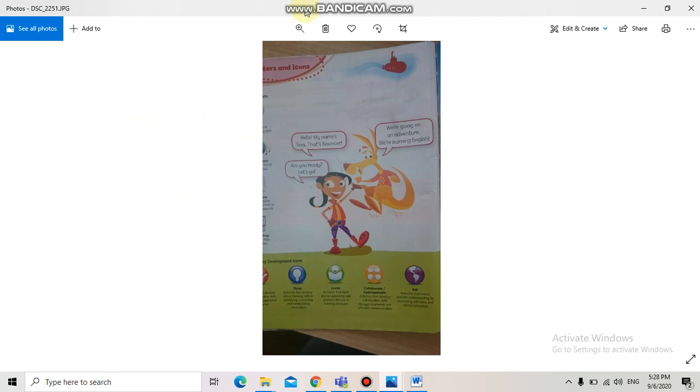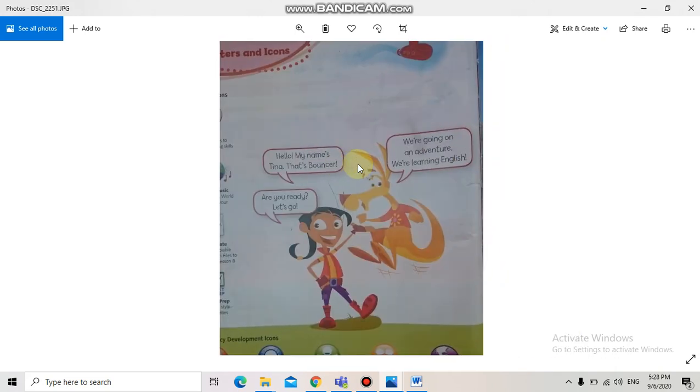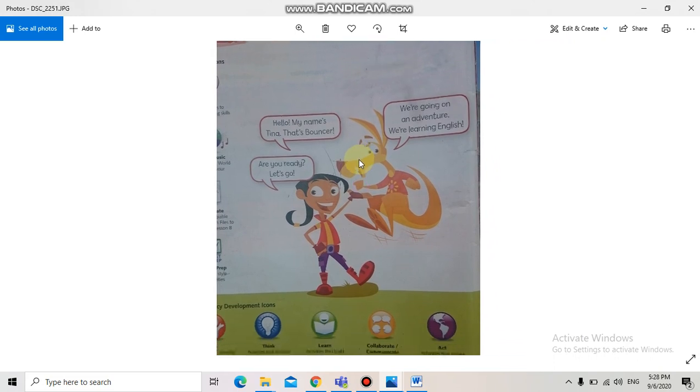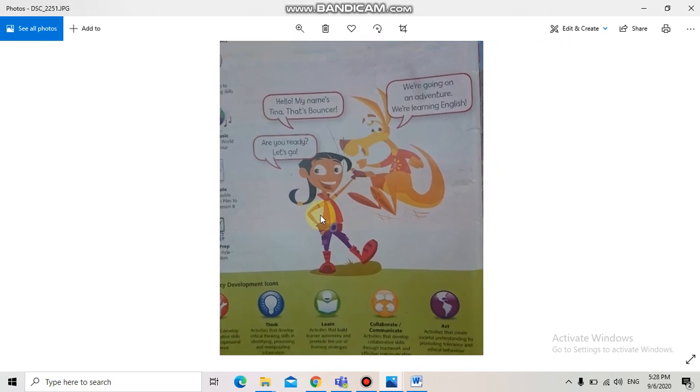Moving on to the first thing we will be doing in our book. As you see, I opened to this page, which is going to be page number 4. Here in this page, you will see these two characters. Who are these two characters? Well, we can see a girl and an animal. Can you guess which animal is this? What kind of animal is this?